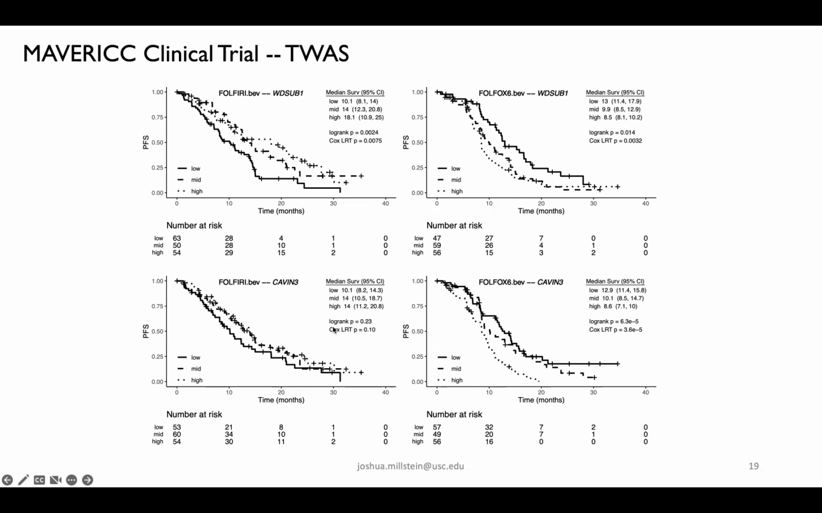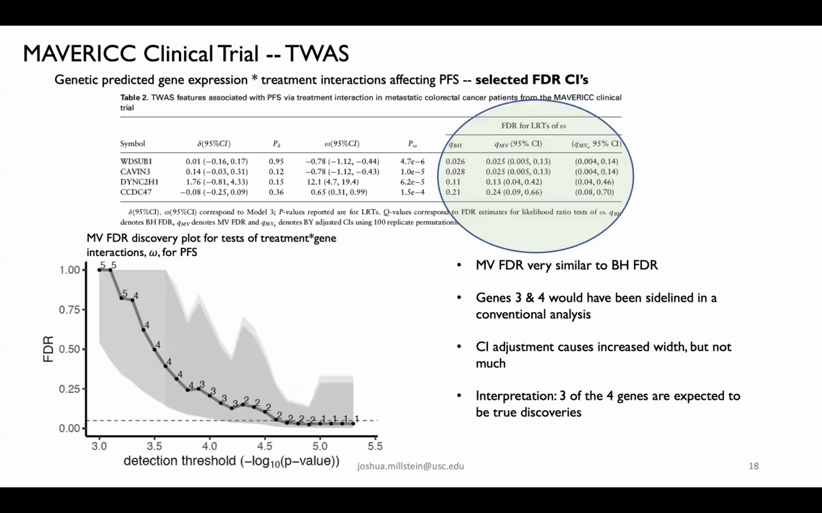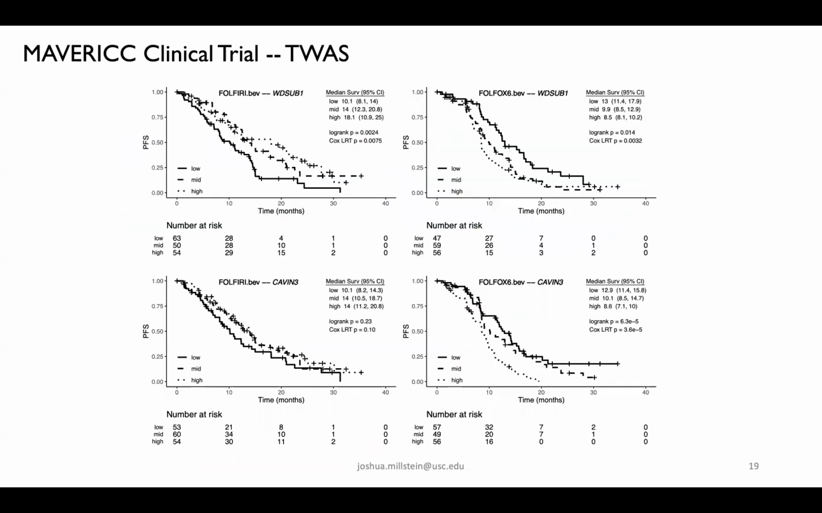A similar thing is going on with the CAVIN3 gene, how the curves flip from one treatment to the other. And again, you can see it with the other two genes. So all were identified as having that interaction or predictive effect. They all have crossing interactions, right? That's the interaction, that the relationship between the curves flips across treatments.